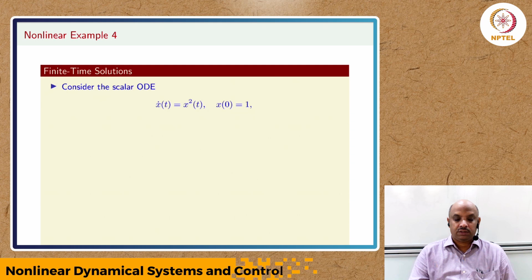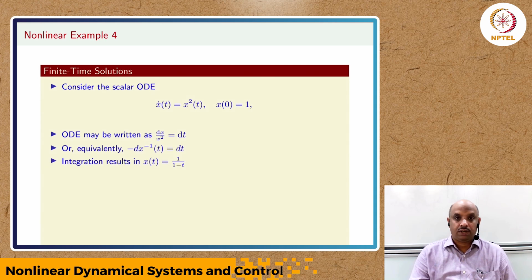What about this example where x dot equals x squared? Seems benign enough. Here the initial condition happens to be 1 rather than 0 like the previous examples. Again, we will use the standard technique of differential form and then derive the solution, and it gives us x of t is equal to 1 over 1 minus t.